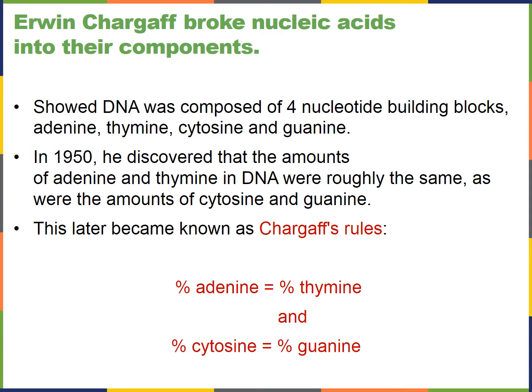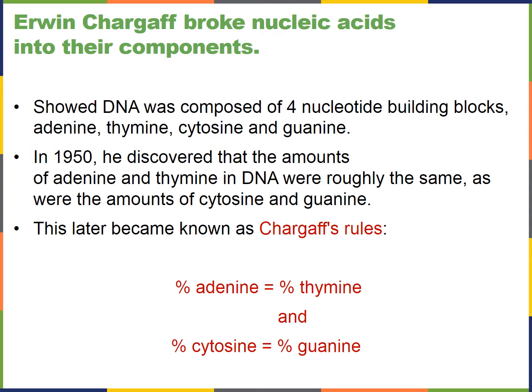He also discovered something that he didn't really expect. He discovered that the amount of adenine equaled the amount of thymine, and the amount of cytosine equaled the amount of guanine. And that kind of goes with what we now know today, that adenine binds with thymine and guanine binds with cytosine, as far as the essential nucleotide base pairing goes.